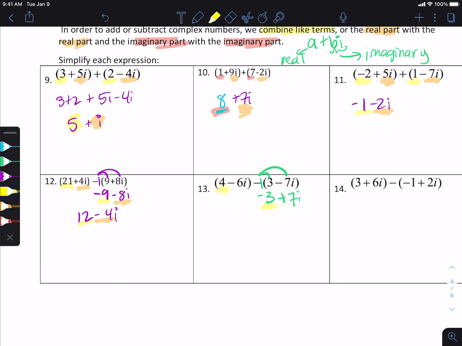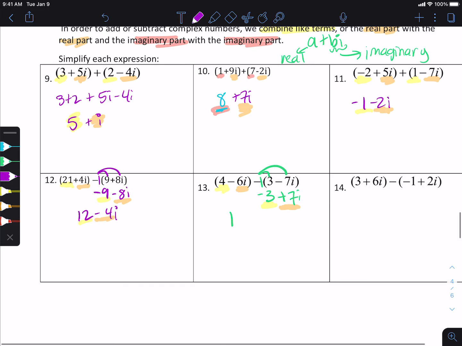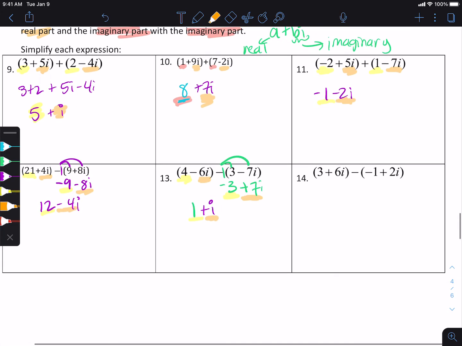So 4 minus 3 gives us 1, and then we're going to do this -6i plus the 7i. So make sure after you distributed that when you go to combine your like terms that you use the one that you distributed to. So don't do -6 minus 7, right, because we want this one that we distributed to. So -6 plus 7 gives us 1i. So I'm just going to write i, right? And that gives us our answer. Okay? Try the next one, pause the video, and then let's see if you get it right.